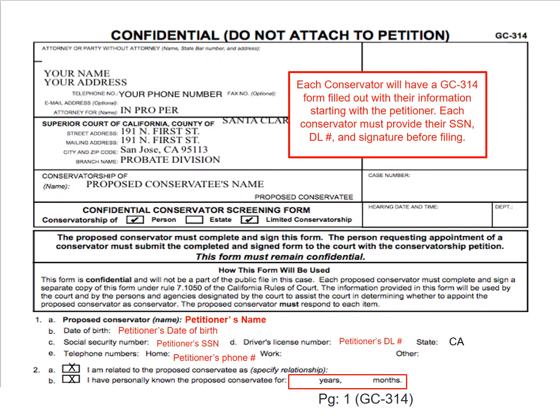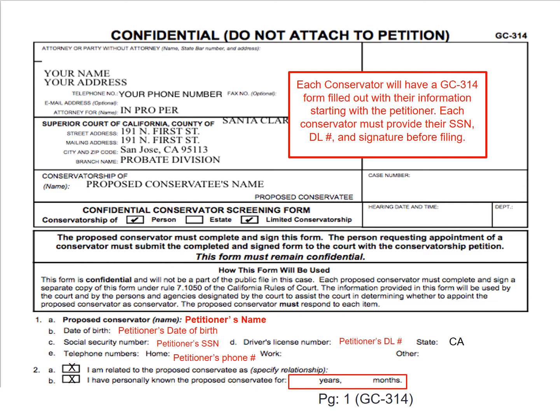GC-314 is for the probate investigator to complete a background check and report for the case. There should be a Form GC-314 for each of the conservators. On page 1 in the caption, make sure the petitioner's name and contact information is correct, and the address of the court is correct, as shown on the slide. In the section under the address of the court, write in the conservatee's name. Check the boxes next to Person and Limited Conservatorship.